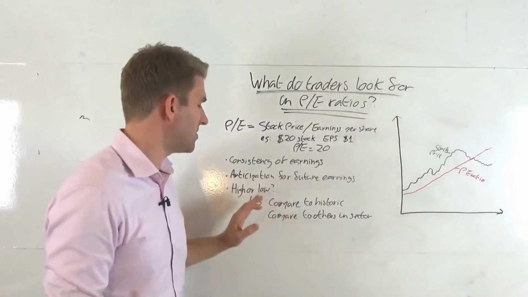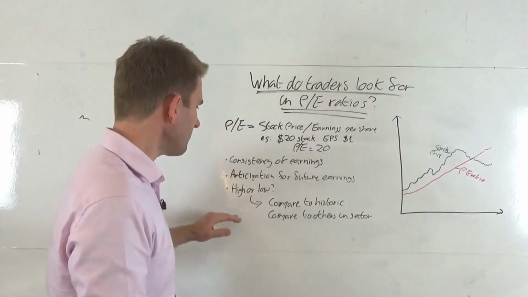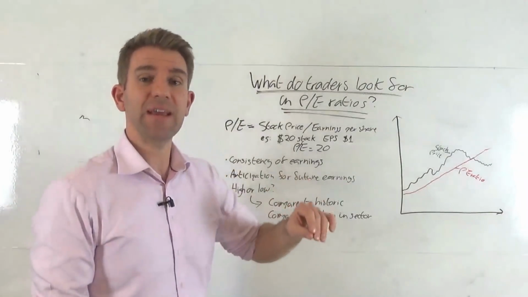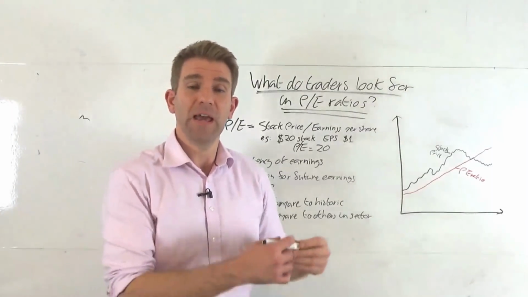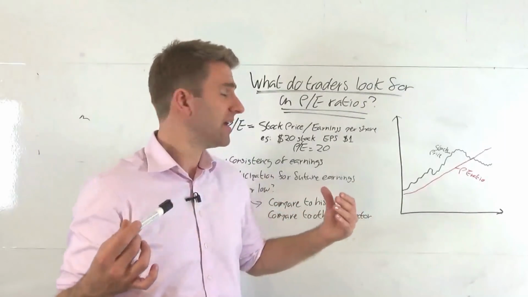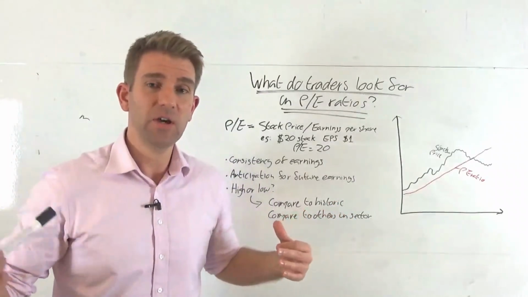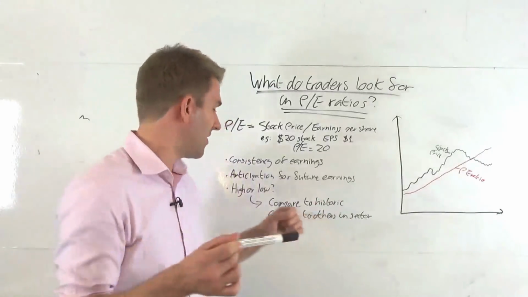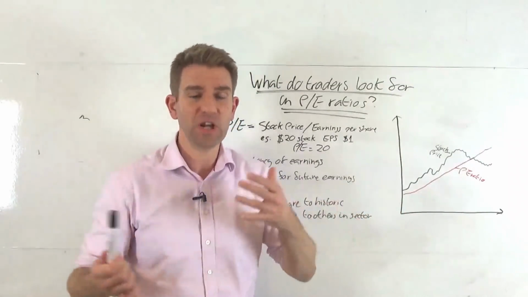And then how do we know if the PE ratio is high or low? The two things to look at are, first, comparing it to historic PE ratios for the company. If the company has had a PE ratio sitting at 20 and all of a sudden we're trading at 30, you could consider that high. But then you've also got to compare it to others in the sector. Like I say, different sectors have different general PE ratios.